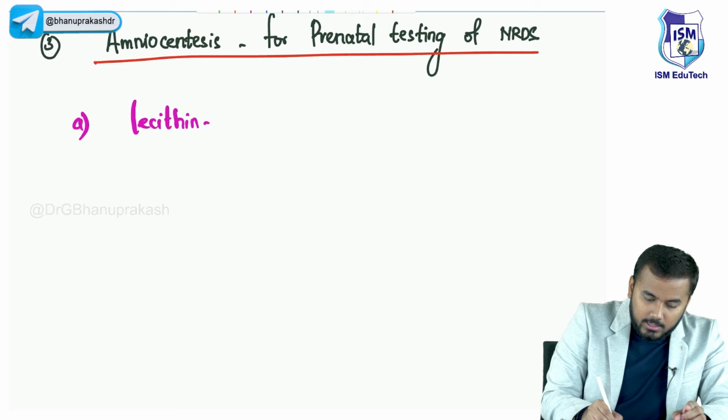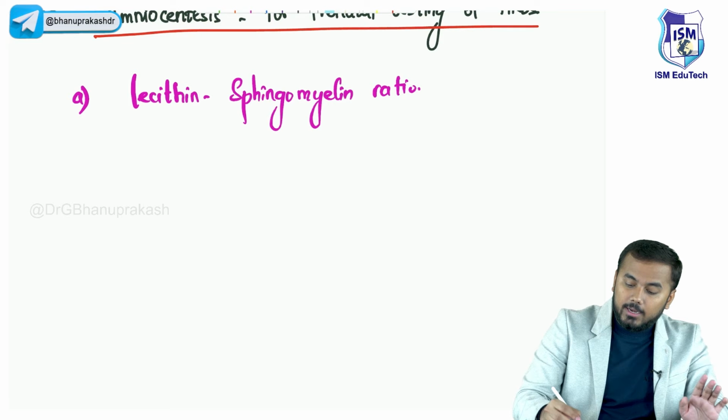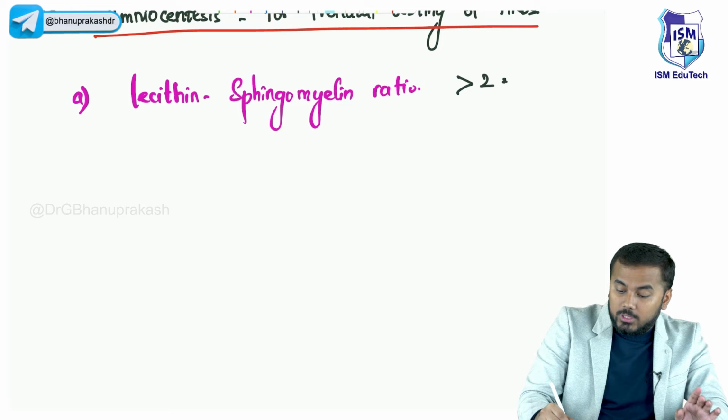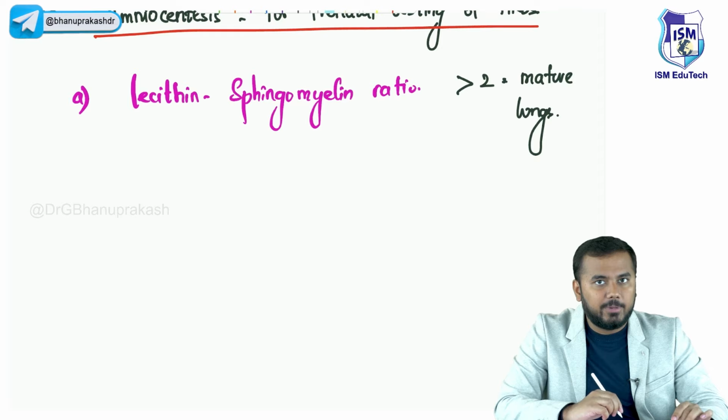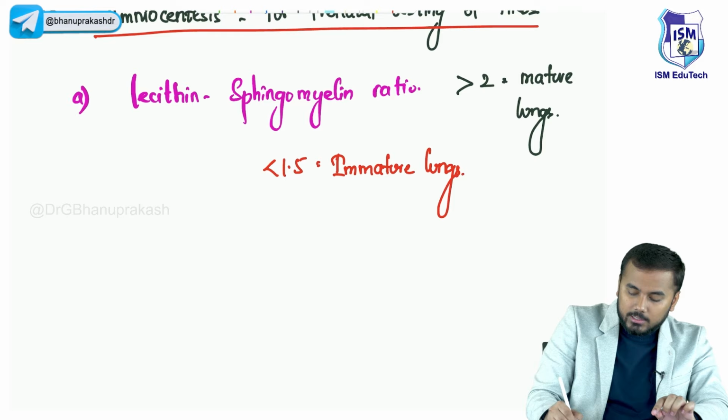Lecithin sphingomyelin ratio. Okay, so normally in you and me, the lecithin sphingomyelin ratio should be more than 2. This will indicate mature lungs. Right? For example, if the ratio is less than 1.5, then this indicates immature lungs. Immature lungs. Clear? Right.